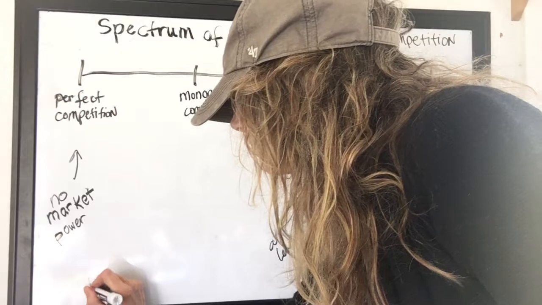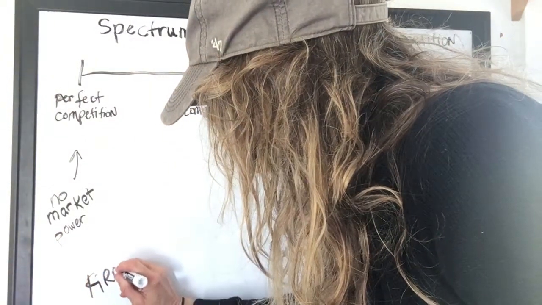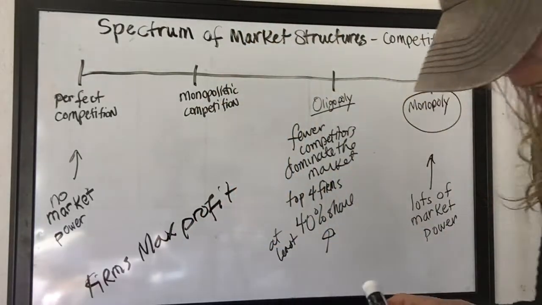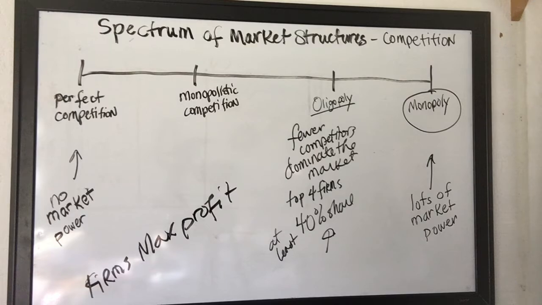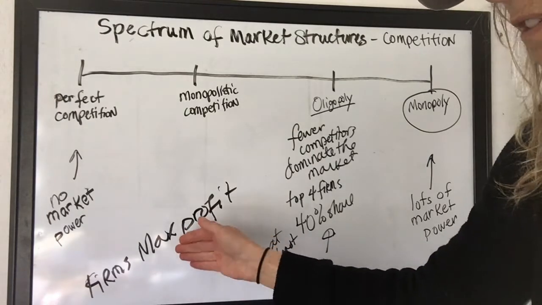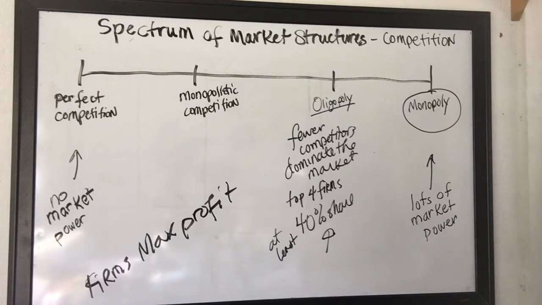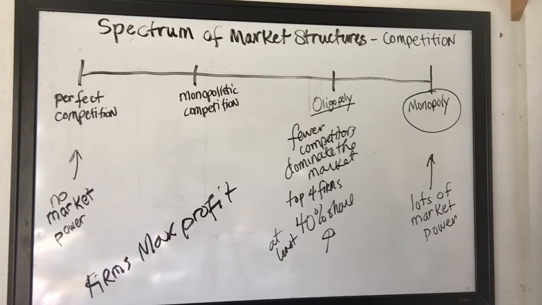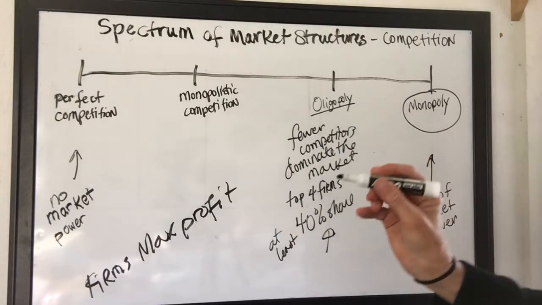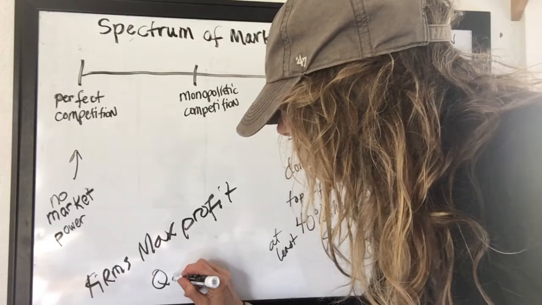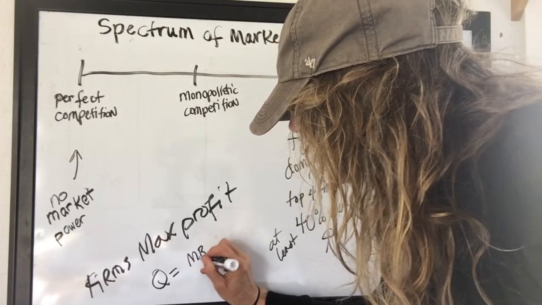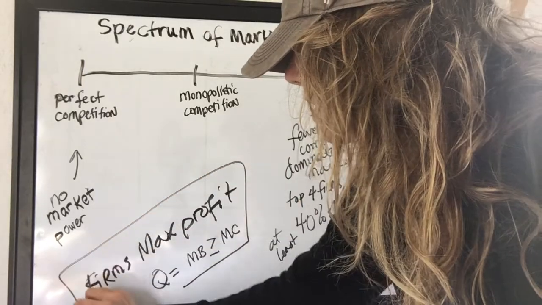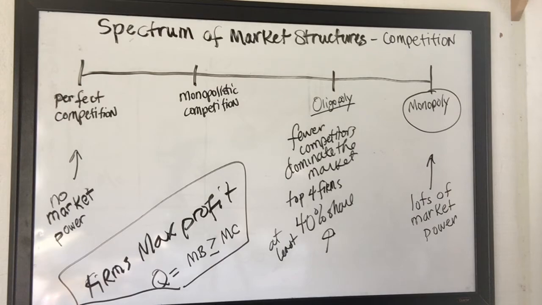So firms want to maximize profits. Now this doesn't mean that we can't have a conversation about there being other goals in business besides maximizing profit. Of course we can, and those are good conversations to have. But here what we're going to talk about is the model where the firms are maximizing profit. And so they're always looking to find that quantity to produce where the marginal benefit is greater than or equal to the marginal cost. This is going to be the profit maximizing quantity.